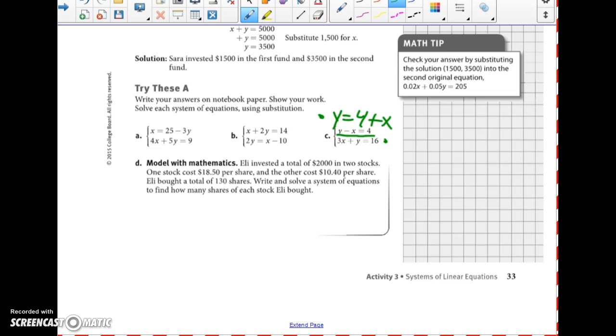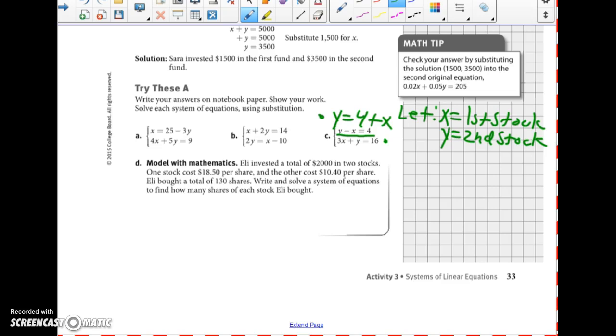All right, so here's the thing, right? You're going to first tell me what the variables represent. So you would go over here and say, let x equal the first stock, makes sense? And then let y equal the second stock. You got to designate what the variables represent. You can't just write them on the paper. Let x equal the first stock, and then y equal the second stock.